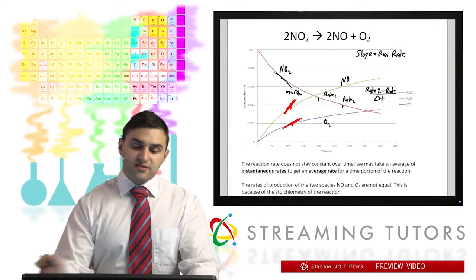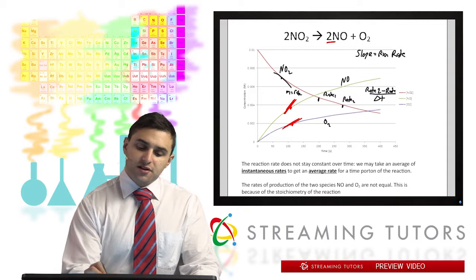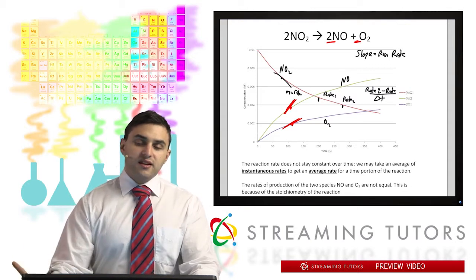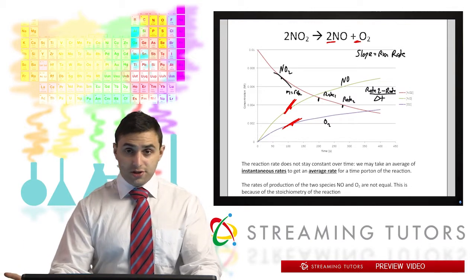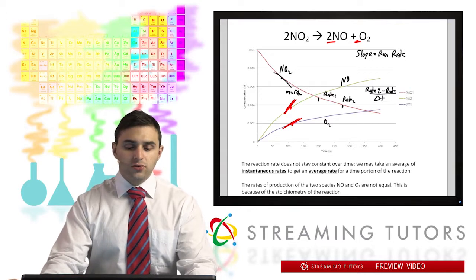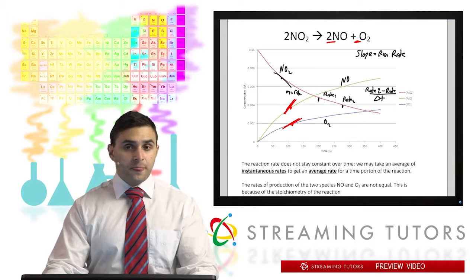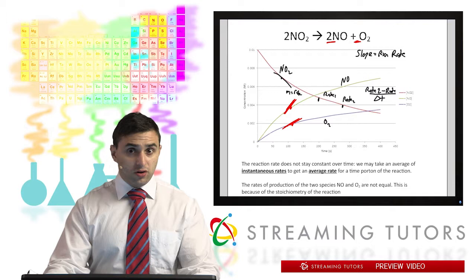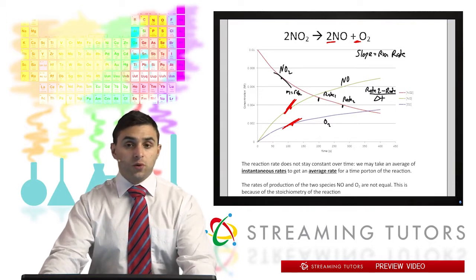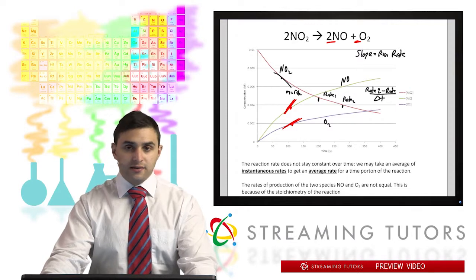And that makes sense because if we look at the stoichiometry here, we see that, let's say we have 2 molecules of NO2 dissociate. We get 2 moles of NO and then only 1 mole of O2. So it makes sense to say that O2 is going to be formed more slowly than NO.